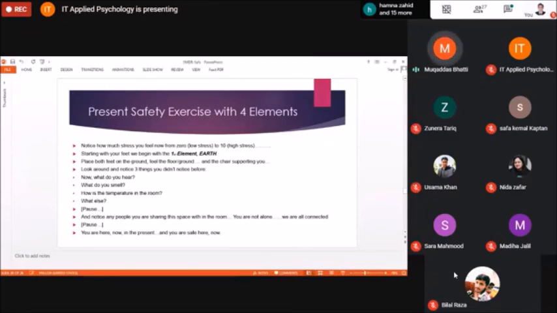So the next exercise is the present safety exercise with 4 elements. First of all, what we need to do is to focus on our body and notice how much stress you feel now from 0 to 10. So 0 means low stress and 10 means you feel very stressed, very high stress. So first of all, starting with your feet. First, you need to sit in a calm, comfortable place.